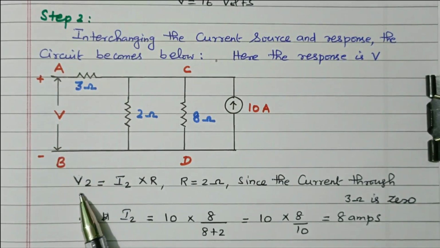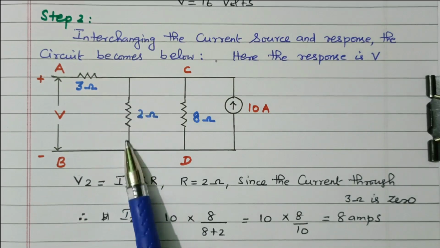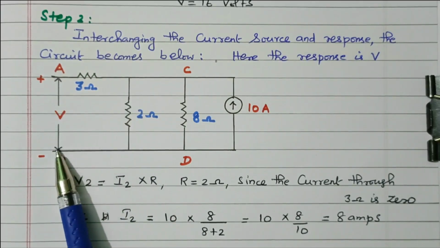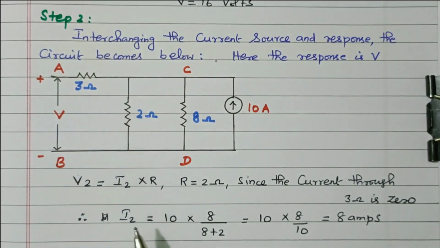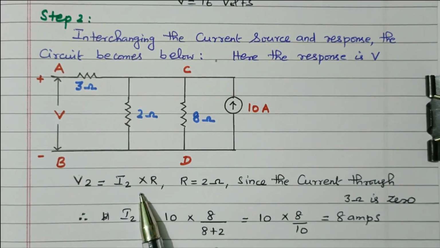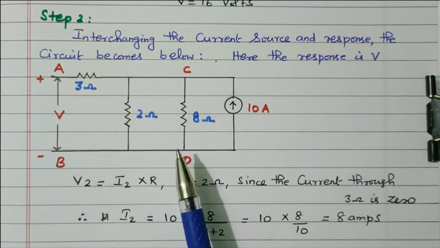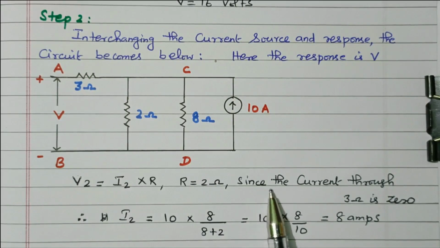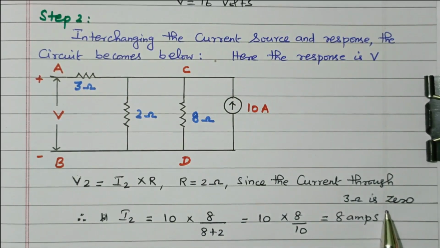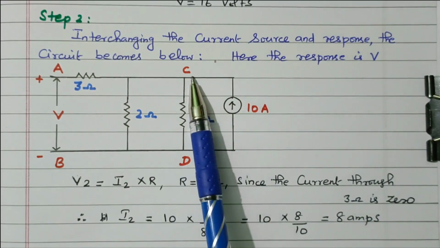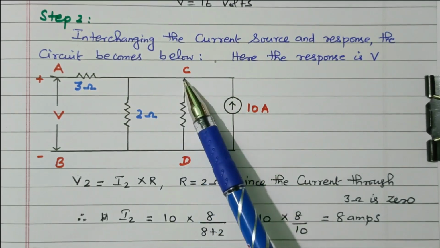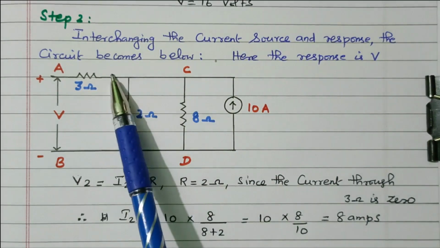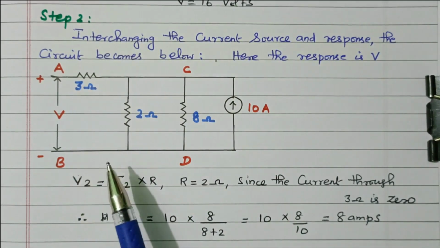What is V2? V2 is the voltage across this 2 ohm. This voltage across 2 ohm appears across AB, right? Because of parallel, that is I2 into R. R value is 2 ohm. Because of the open circuit, current will not flow through the 3 ohm, since the current through the 3 ohm is 0, right? So here also we can use the current divider rule. At this point the current is divided through 8 ohm and 2 ohm. Here current will not be there because of the open circuit, right?